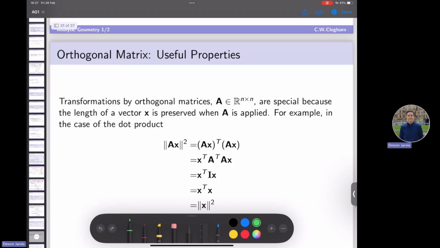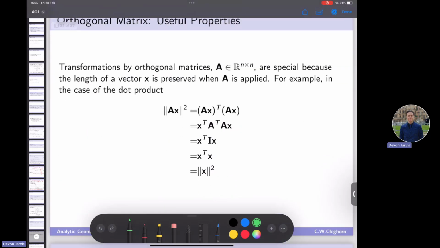Yeah, I don't know where this one slide is. I think let's move on to this and then we'll loop back around to that.